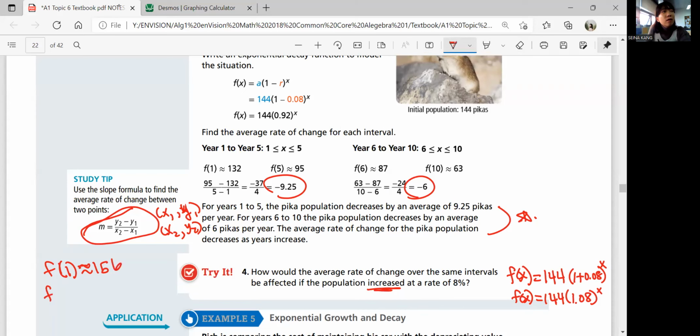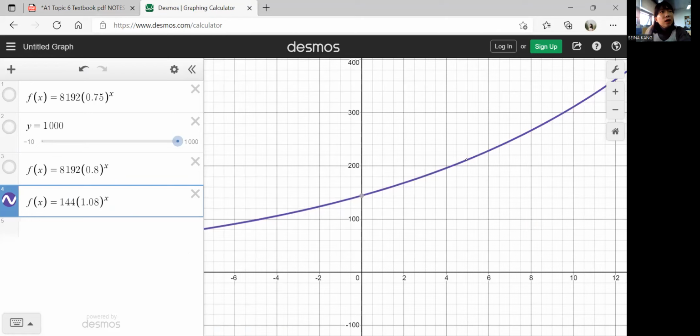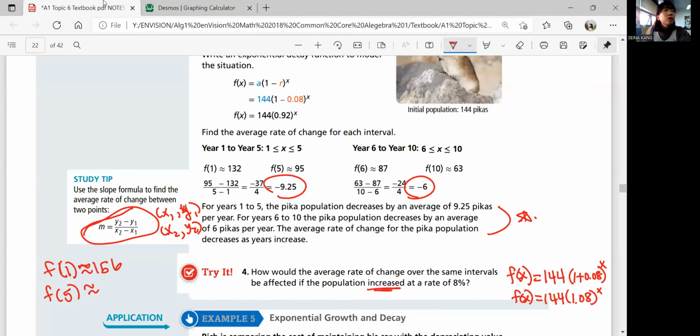And then f of 5 would be about 212. Okay, so find the rate of change for that one. Your slope is 212 minus 156 over 5 minus 1, for years 1 to 5. Then years 6 to 10.